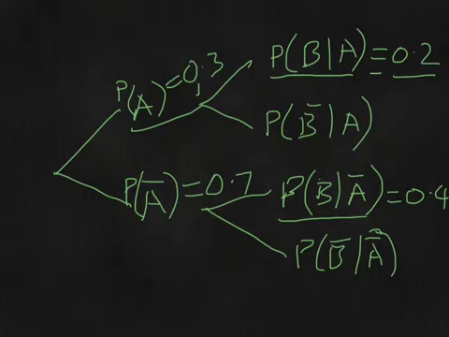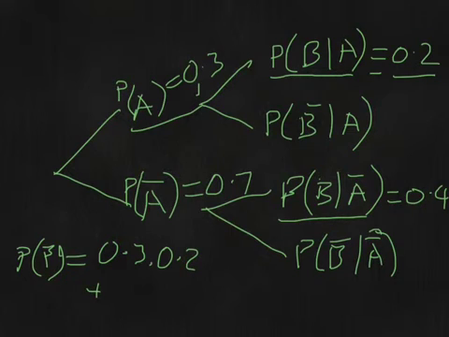So the probability of B is equal to 0.3 times 0.2 plus 0.7 times 0.4, and that'll give our answer 0.34. And that's the first part.